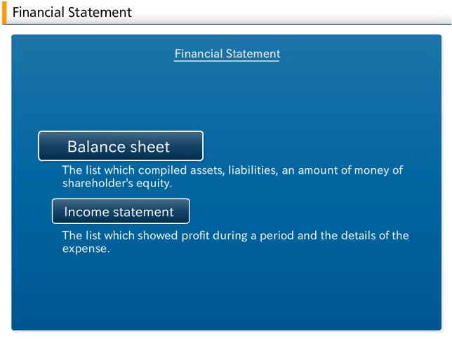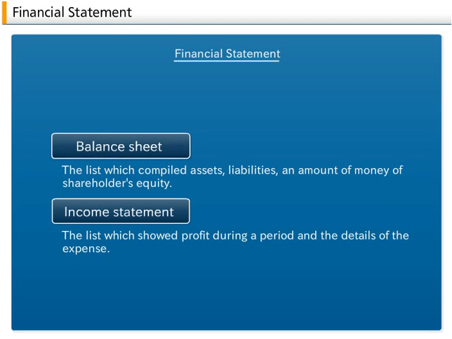Balance sheet. The list which compiles assets, liabilities and the amount of money of shareholders' equity is a balance sheet to clarify the financial position of the company at a certain point in time.